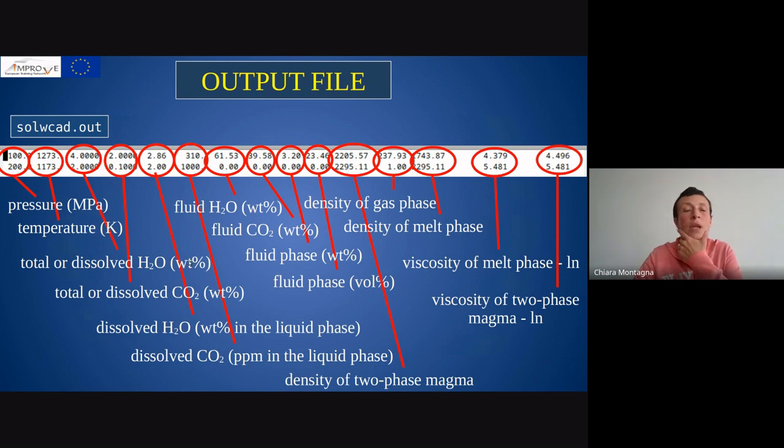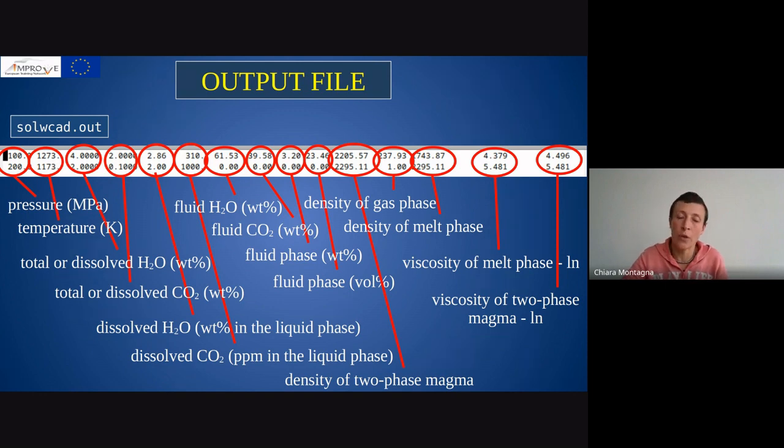Solcat.out contains one row for each calculation, again, exactly as SW.data. It gives as a result the pressure, which is the equilibrium pressure when KL equals -1. Otherwise, it's what we have set in SW.data. Then it will tell you the temperature that we have set, total or dissolved water and CO2, which is again an input that we have set, and then the results begin.